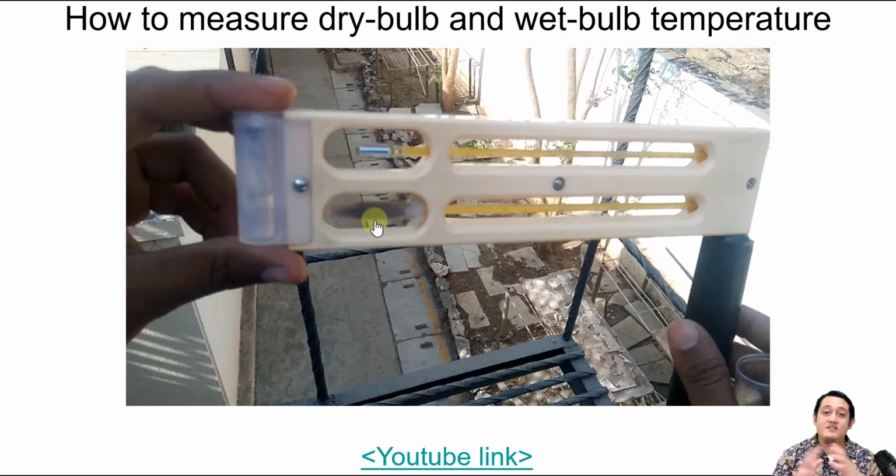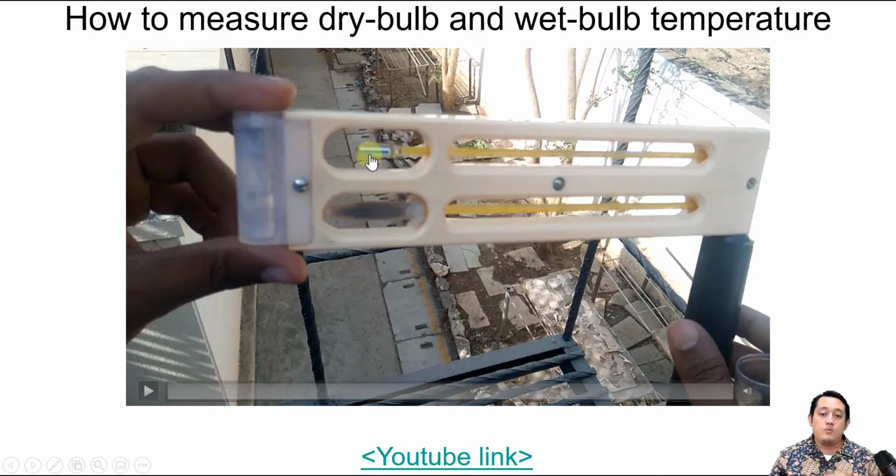So this is the difference in how to measure it, because to measure the dry bulb temperature, we just expose this thermometer to the environment. But when we want to measure the wet bulb temperature, we need to make our measurement area 100% water vapor. So how to create that situation is by using this wet cloth here.